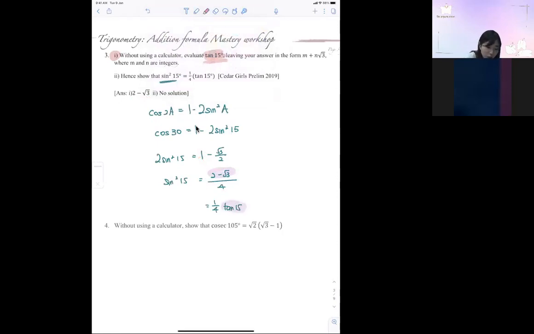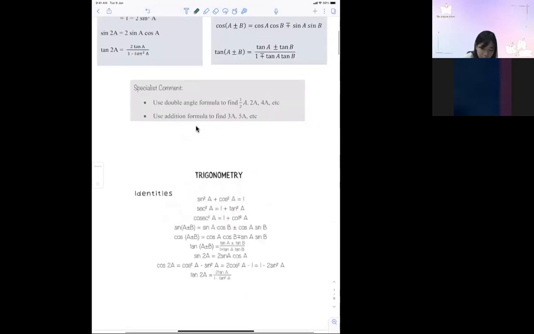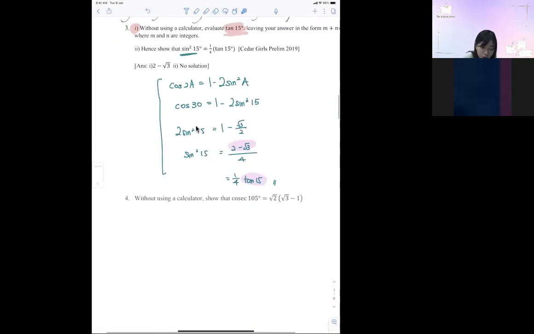Okay, so this one is hard, right? Because you must make use of your double angle formula and all of your formulas here to try to get to what they want. There's no one formula. I'm pretty sure that there's still a few more solutions. This is just one of them. So you must remember your cosine double angle formula and your sine double angle formula. Then it will be easier for you to do proving questions.